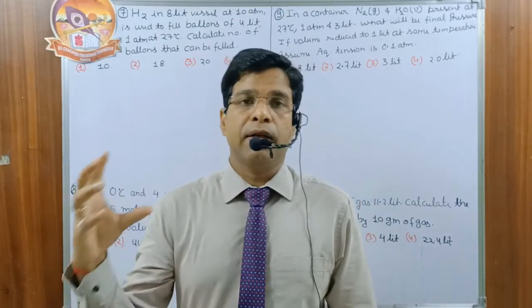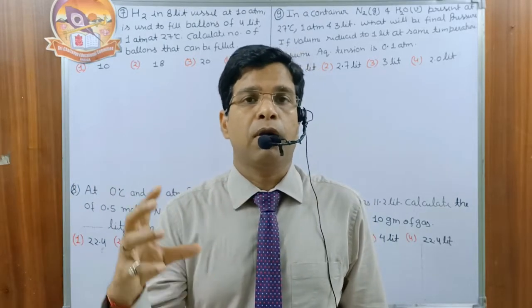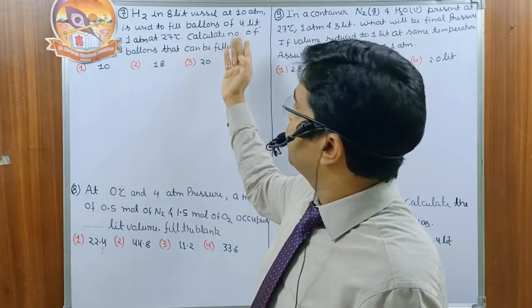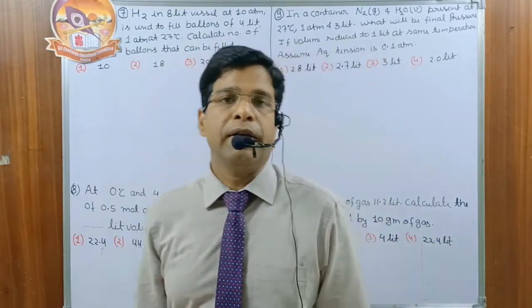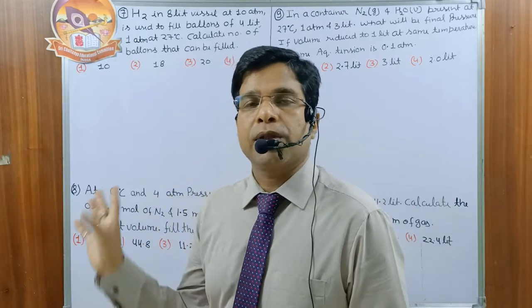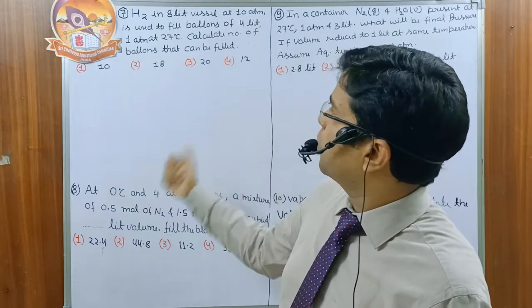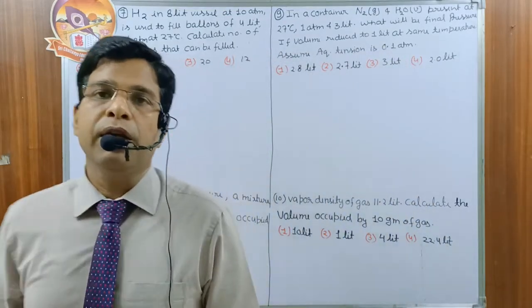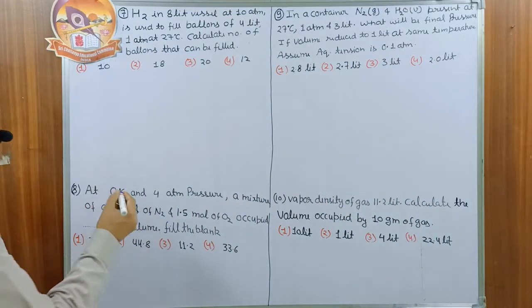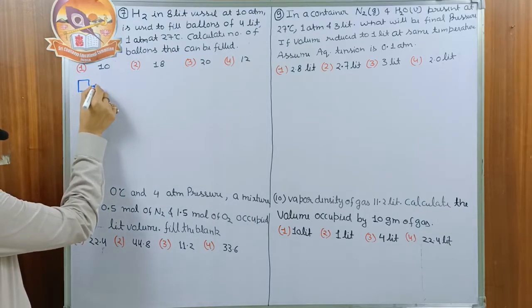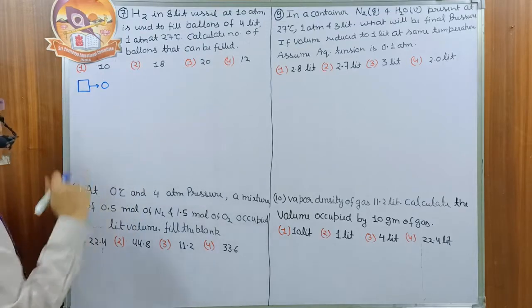This gas is transferred into small cylinders, and every balloon has a volume of 4 liters at a pressure of 1 atmosphere, and the temperature is constant at 27 degrees centigrade. We have to calculate the number of balloons that can be filled. What we need to understand in this case is that we can transfer the gas from a big container to the smaller balloon till the pressure becomes the same.